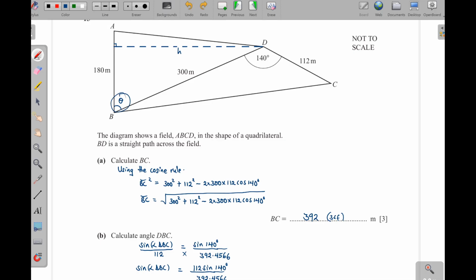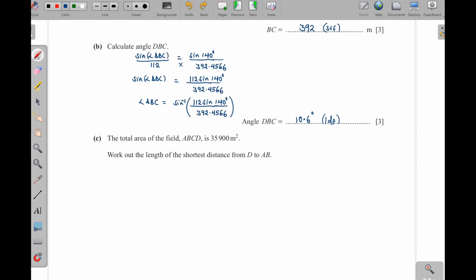But we don't have this angle. However, they gave us the total area. Total area of the field is going to be the area of this triangle plus the area of this triangle. You see that? Since these triangles are not right angled, the area of a triangle is a half times the side you know, times the side you know, times the sine of the angle in between. So don't you think by using that we shall get theta? Okay, so now let's go and do that.